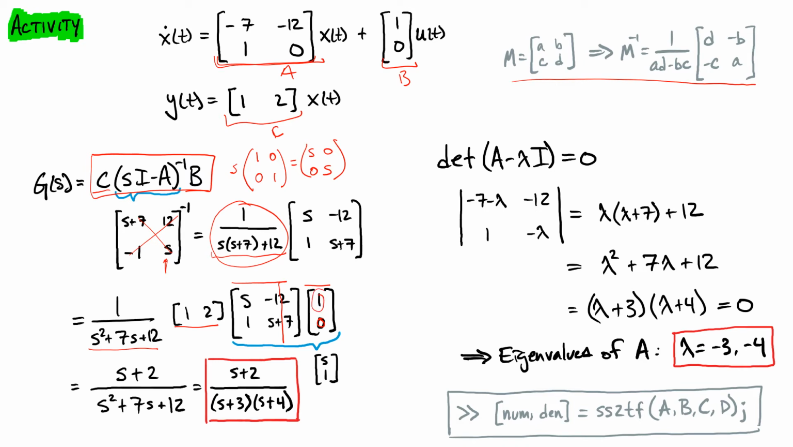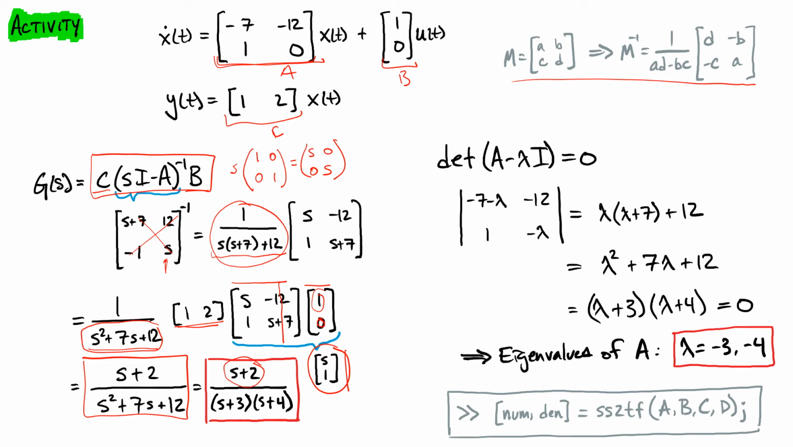This just multiplies the first column, and so it picks out that first column from that matrix. So now I'm going to multiply 1, 2 by S, 1, and that gives me S plus 2. So that appears in the numerator, and then I divide by this denominator. And so this is our transfer function. So that's the end of the activity.